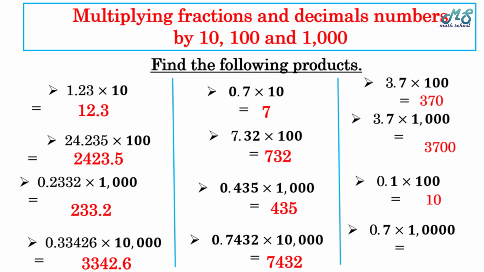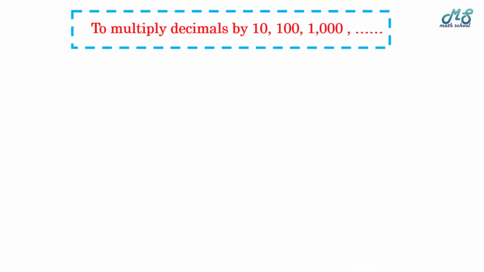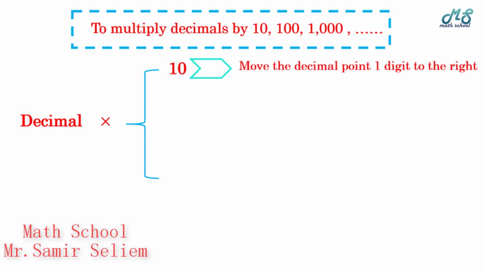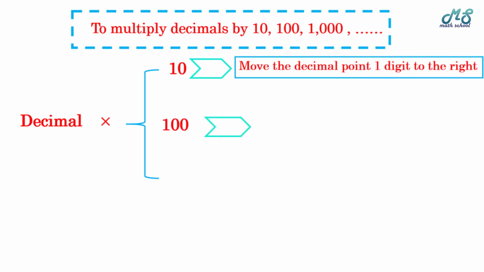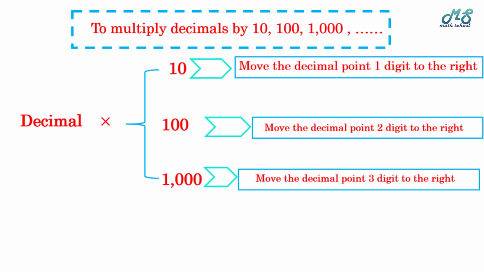In the same way, 0.7 times 10,000. You have to move the decimal point 4 decimal places. We have just 1 decimal place, so you have to insert 3 zeros. So the product will be 7,000. Now we can deduce how to multiply decimals by 10, 100, 1000 and so on. We have the decimal times 10. Just move the decimal point 1 digit to the right. To multiply the decimal by 100, you will move the decimal point 2 digits to the right. Multiplying by 1000, just move the decimal point 3 decimal places to the right.